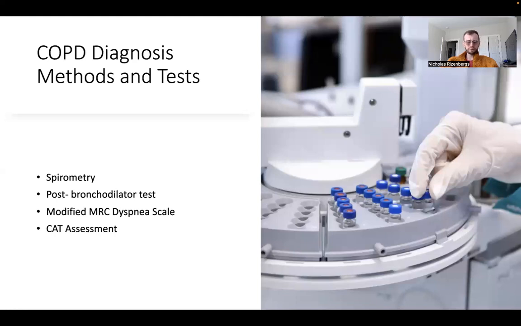So the diagnosis of COPD, here are methods and tests that are used otherwise than just the symptoms themselves. So you have spirometry, post-bronchodilator test, and that goes in conjunction with the spirometry. Modified MRC dyspnea scale, again, dyspnea is a shortness of breath, and the CAT assessment, which I'm going to talk about each one of those individually here in a moment.